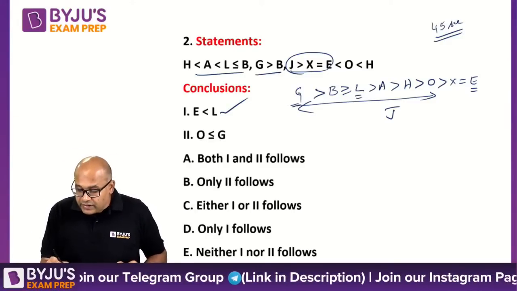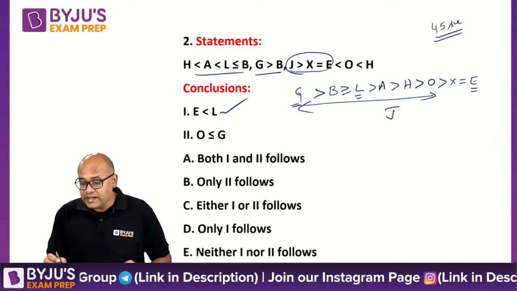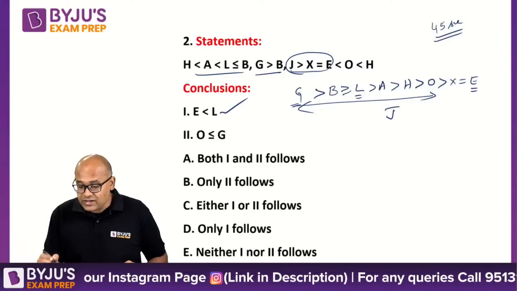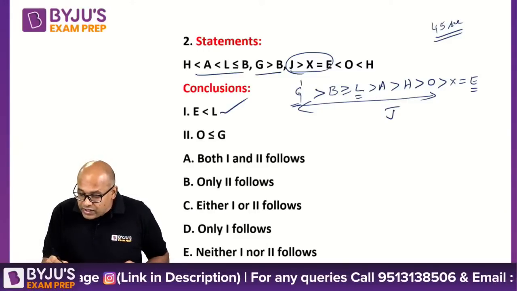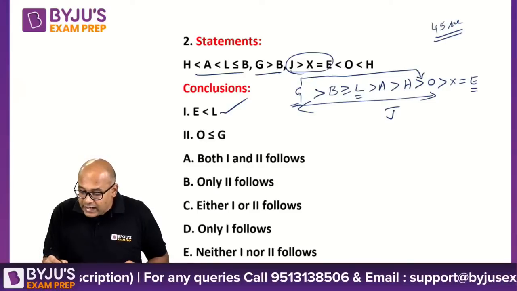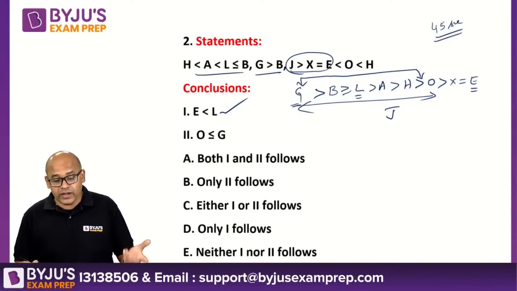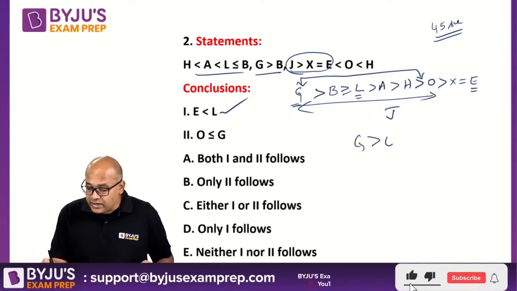Now G is here, G is greater than B, B is greater than or equal to L, L is greater than A is greater than H, H is greater than O. So G and O I can connect. G and O I can definitely connect. And what is the connection? G is greater than O.